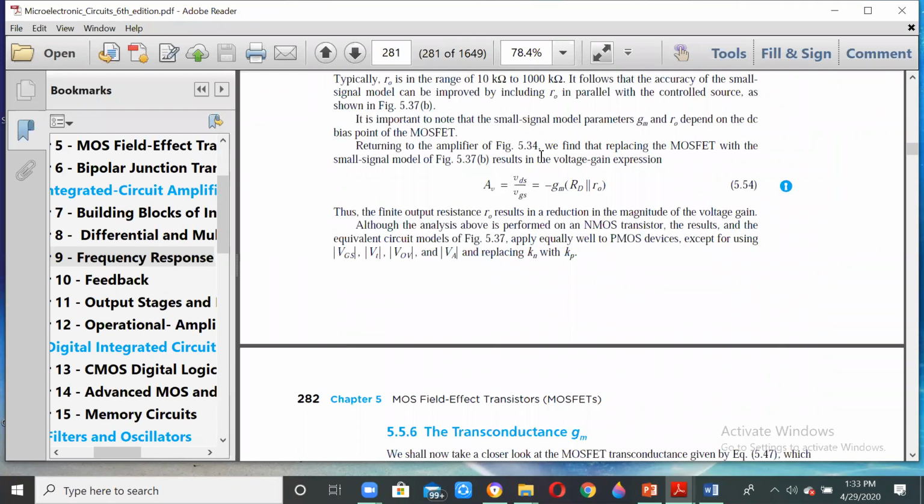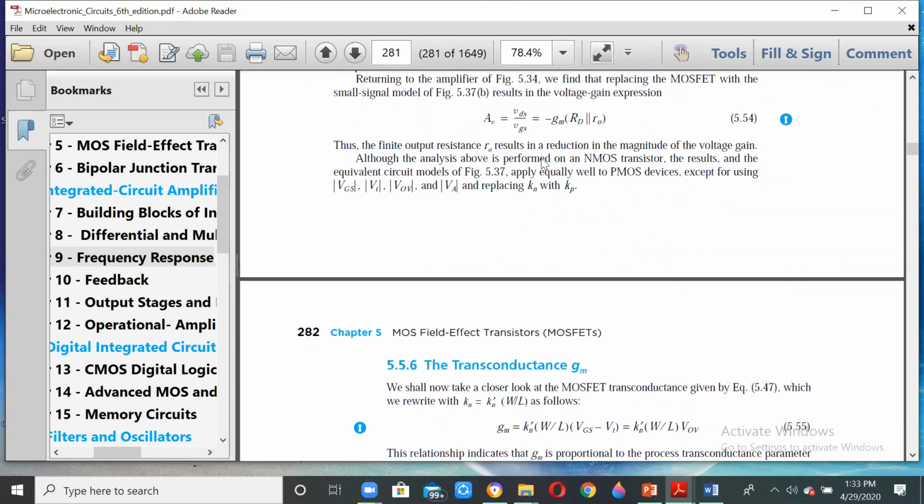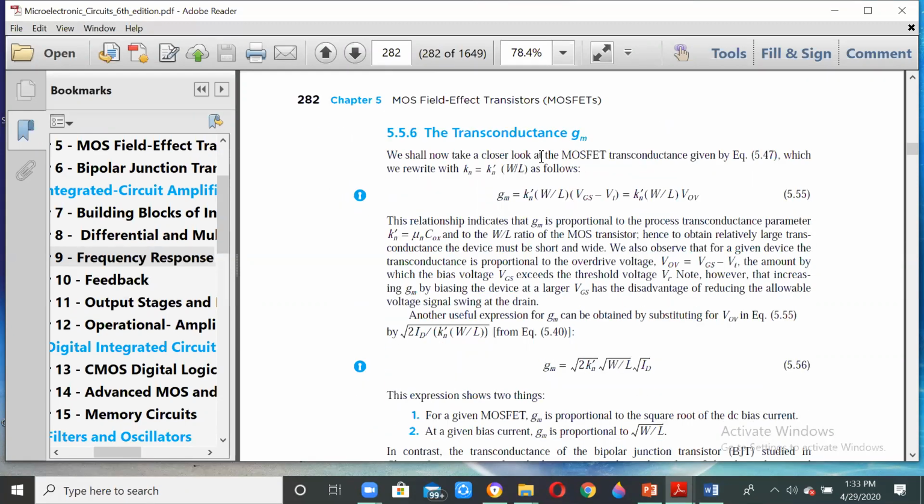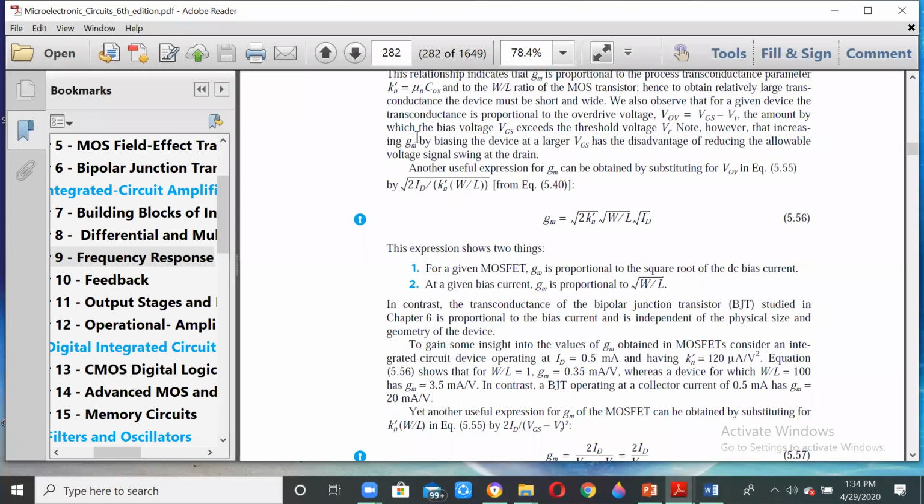Okay, so having done this, then you can derive the expression for the transconductance. Start from this equation over here, gm is equal to Kn dash this, and then write it and substitute for VOV and get the value of gm at the end like this. And that will be the expression for gm.